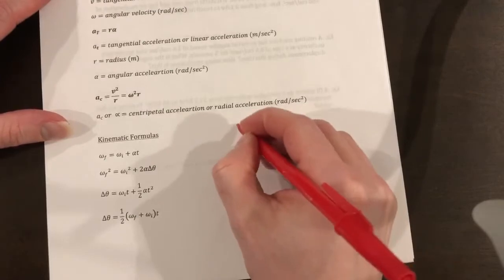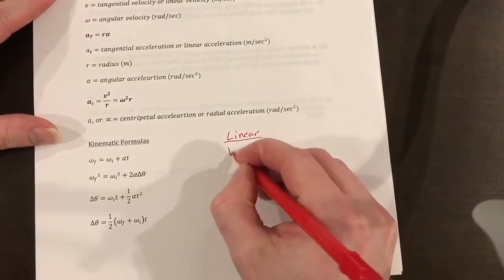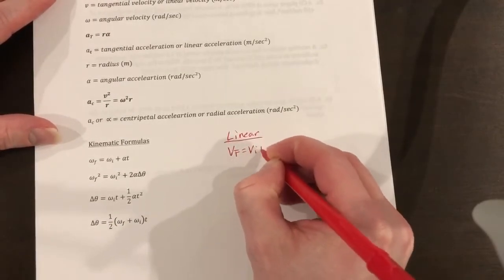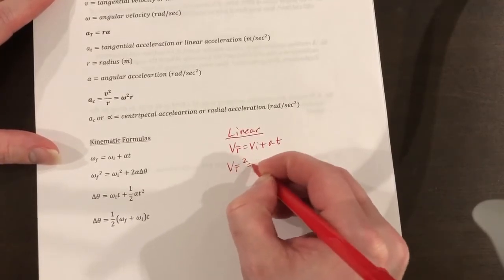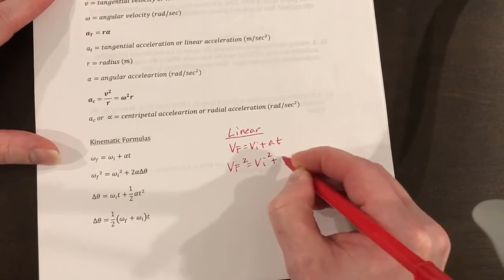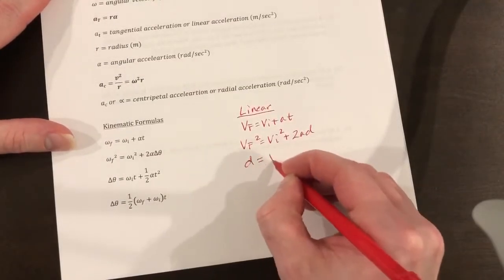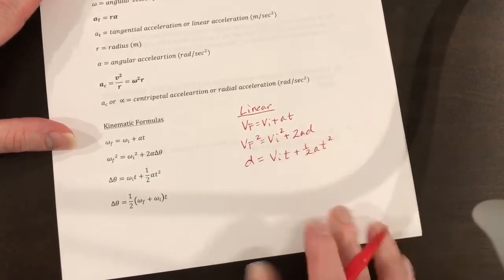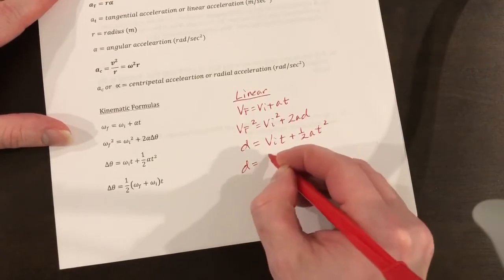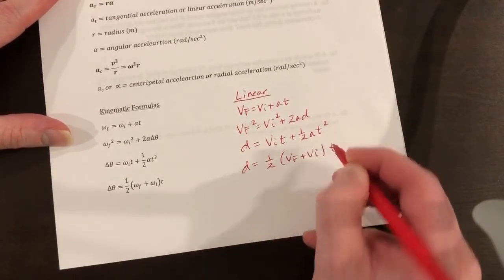Okay, so back at the beginning of the year, if we were in linear motion, we had VF is equal to VI plus AT. We had VF squared is equal to VI squared plus 2AD. We had D is equal to VIT plus 1/2 AT squared. And we had D is equal to 1/2 times VF plus VI times T.